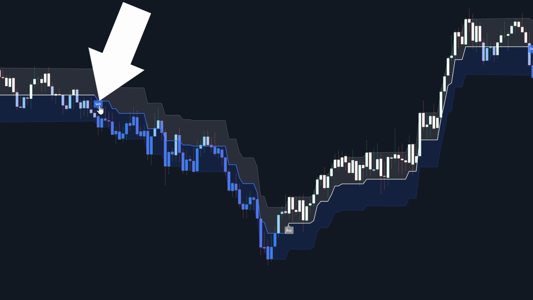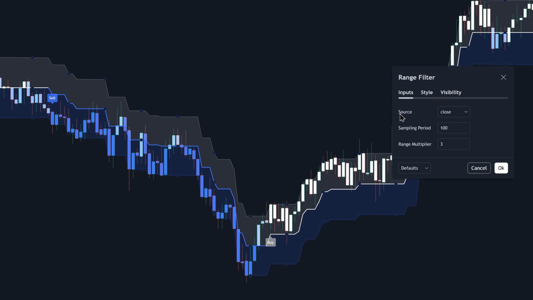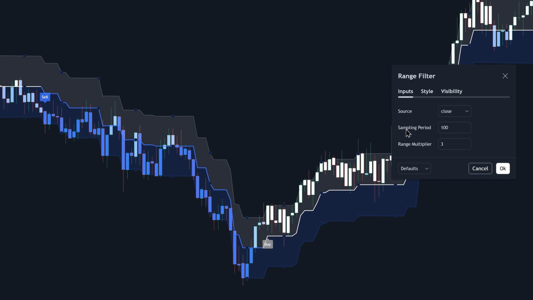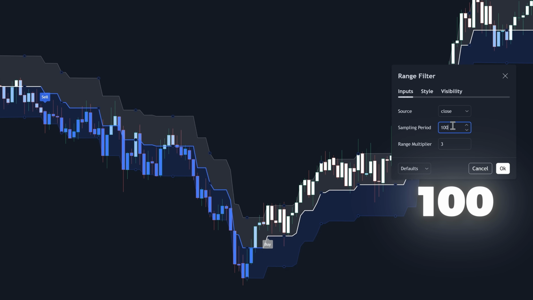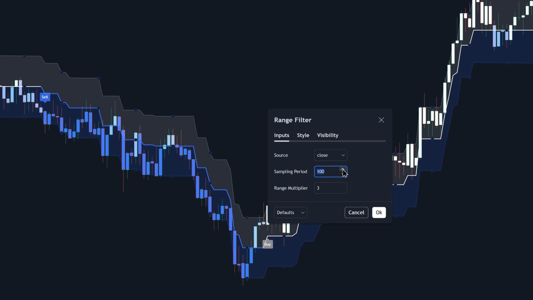Now, let's take a look at the settings of this indicator and see how customizable it can be. Now, here we have the source, and then the length has a default value of 100. If you want the indicator to be more sensitive to price changes, you can lower the sampling period. But if you prefer a longer-term view of the market, you may want to increase this number.